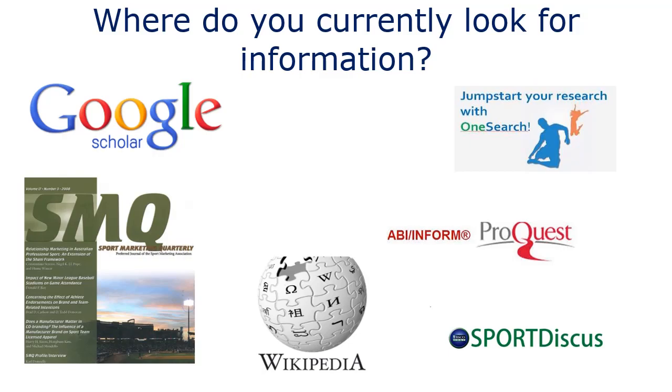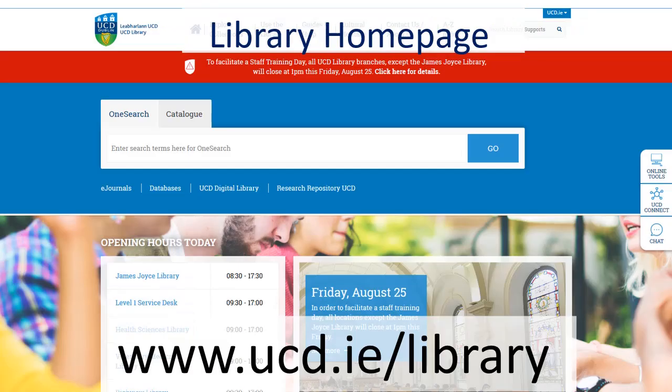So we're going to start off by showing you where you can start finding information, and this is the library homepage. You'll find that by going to www.ucd.ie/library. We'll be coming back to this later on, but this is a good starting point for you to start looking for information in the library.